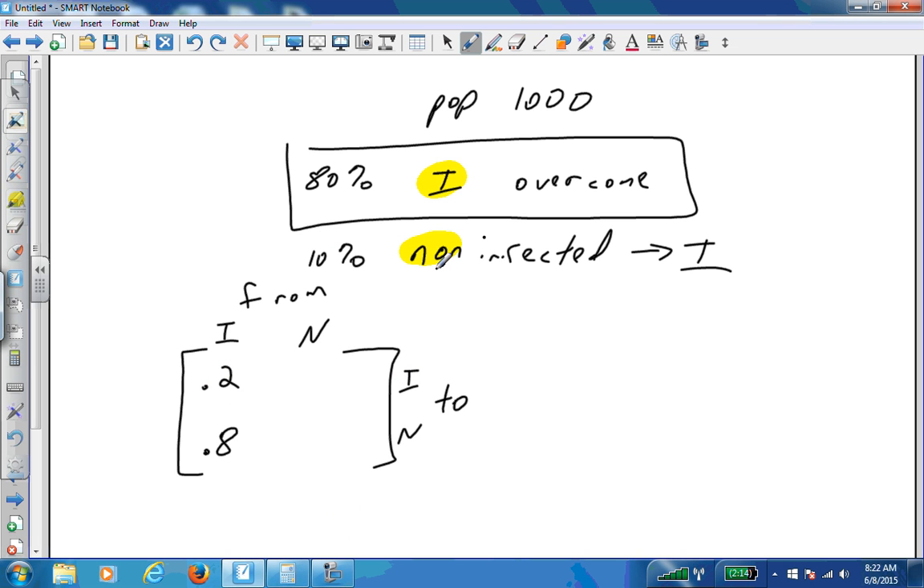Now, out of the ones that started out non-infected, 10% become infected. So non-infected that become infected, that's 10%, which means 90% of the non-infected stay non-infected. So this is a stochastic matrix that we can use to determine the transition of infected, non-infected rats over a certain period of time.